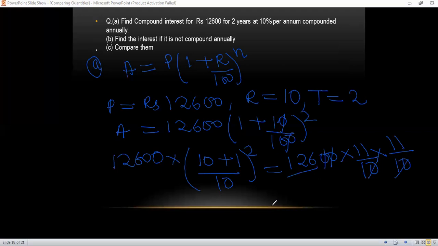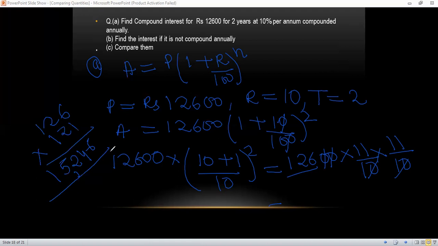And then we multiply these numbers. If you multiply with this, you will get 6, 4, 2, 5, 1. That is 15,246. So this is the amount. This is the amount we have got.